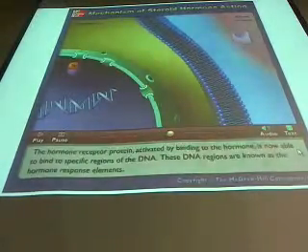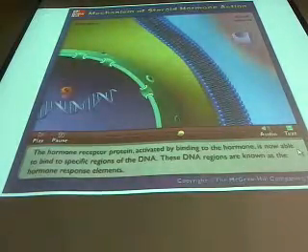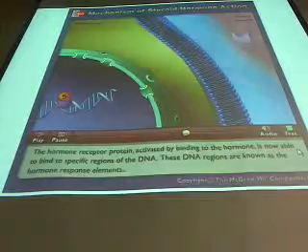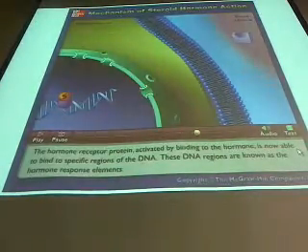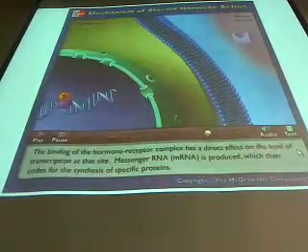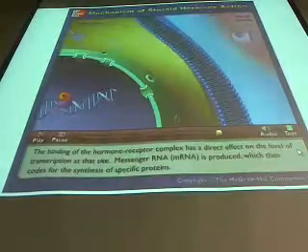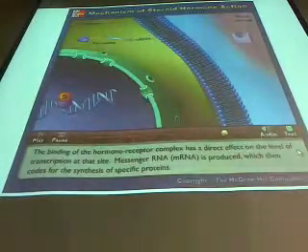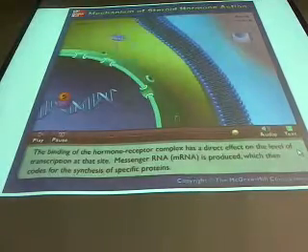The hormone receptor protein, activated by binding to the hormone, is now able to bind to specific regions of the DNA. These DNA regions are known as the hormone response elements. The binding of the hormone receptor complex has a direct effect on the level of transcription at that site. Messenger RNA, mRNA, is produced, which then codes for the synthesis of specific proteins.